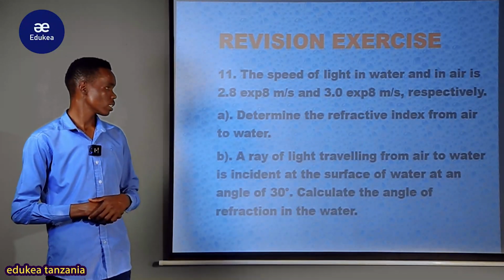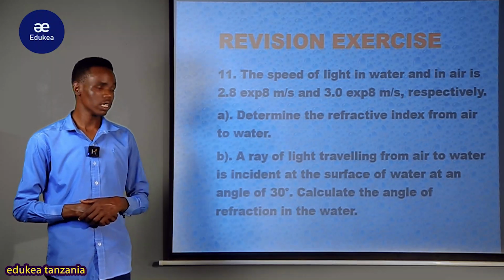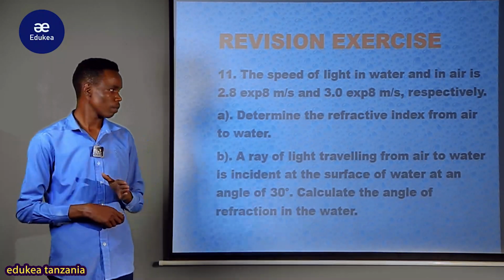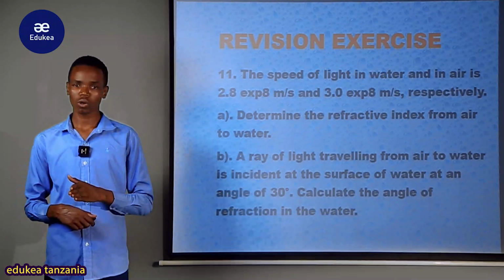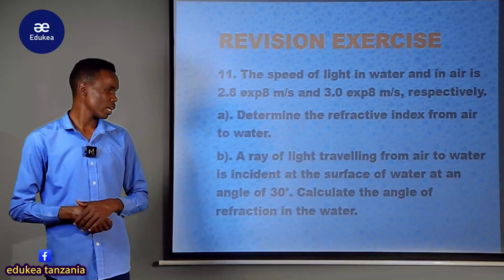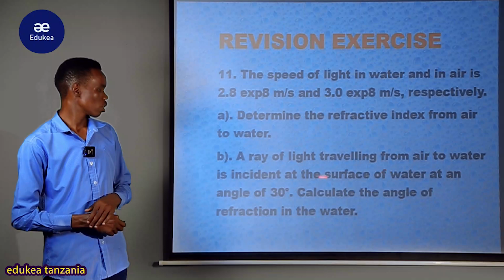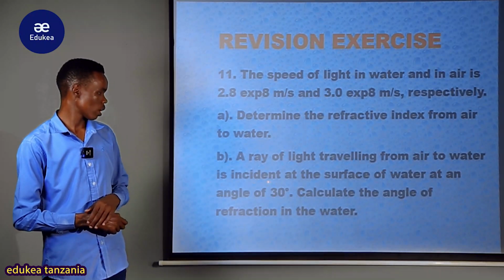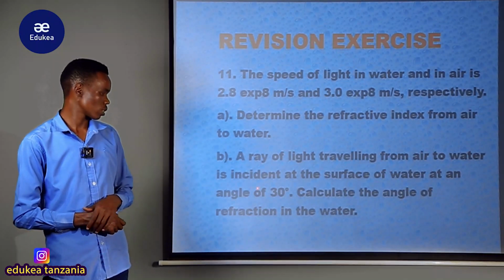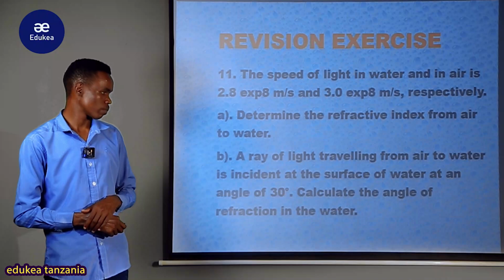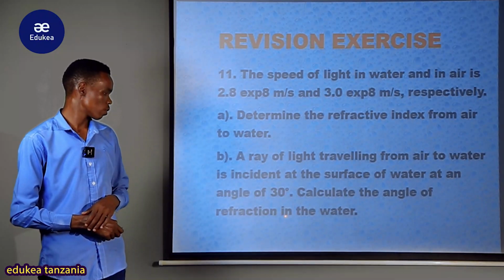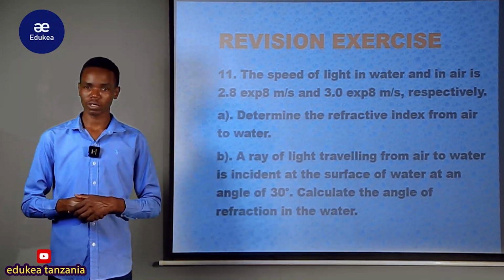Now, our question needs us to determine the refractive index from air to water, and also in Roman B, we are supposed to find, for a ray of light traveling from air to water and incident at the surface of water at an angle of 30 degrees, the angle of refraction in the water.